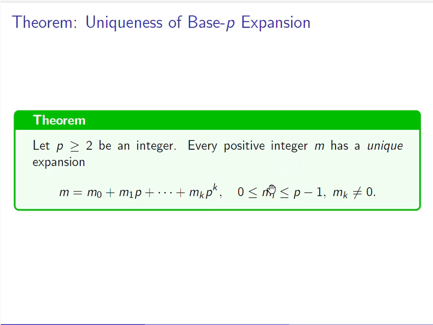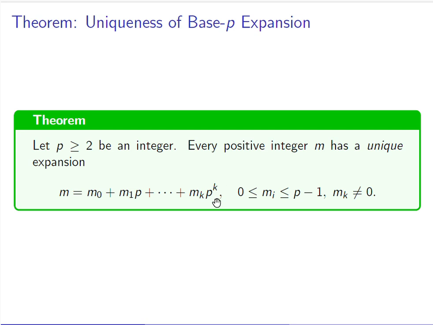But of course, you can add zeros here. So when we say this, it's just to make it unique. It's just that this is non-zero. That's what helps to make it unique. Otherwise, you can add zeros, 0 p^(k+1) and 0 p^(k+2) and so on. Okay, with these conditions, this is unique.